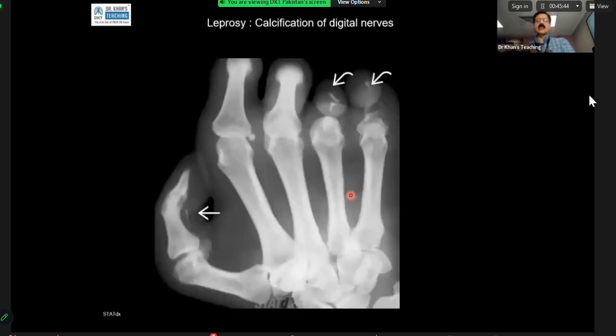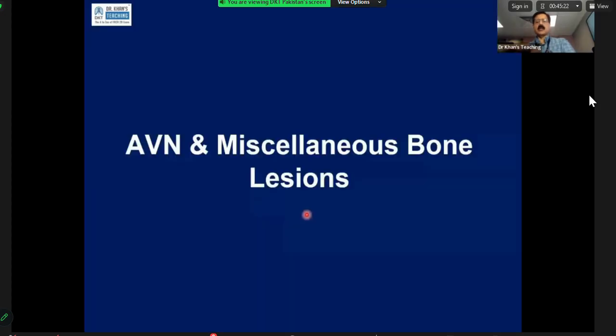Another thing which can be asked in the exam is this calcification, and I just wanted to show you this from StatDx, that this calcification is in digital nerves. So if you see soft tissue calcification like this, they will say nerves, and this is an example which can happen. Okay, candidate 4.